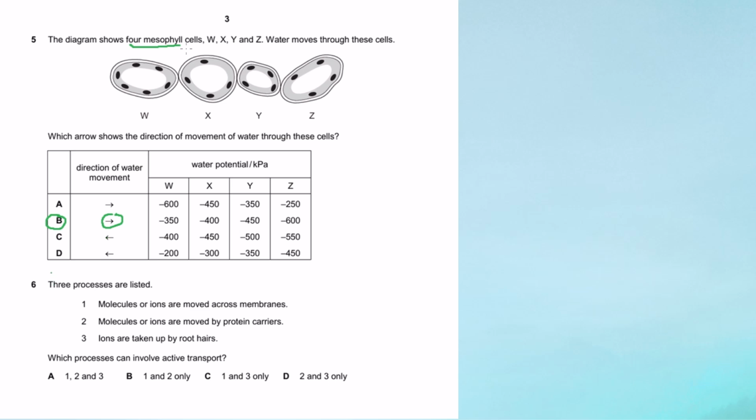Then number 6 asks, 3 processes are listed. Molecules and ions move across a membrane. Molecules and ions move by proton carriers. And ions taken up by root hairs. Which of these processes can, not must, but can involve active transport? Active transport is transport against the gradient, using energy, and actually this can be all of 1, 2, and 3. So this will be the answer.